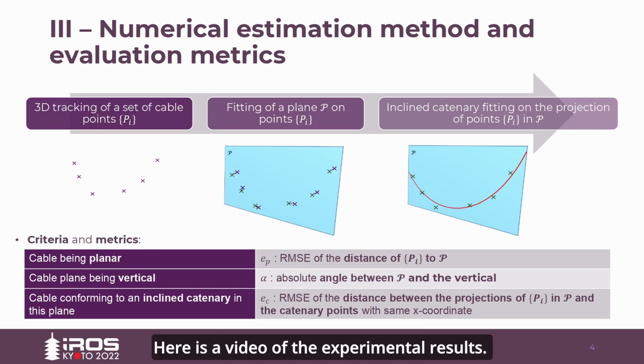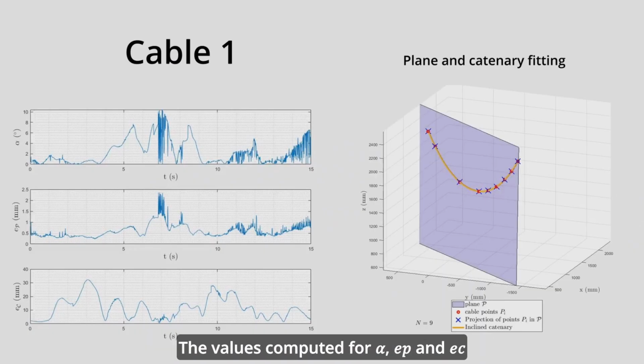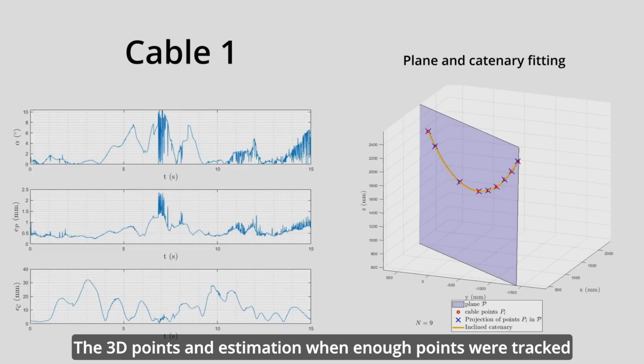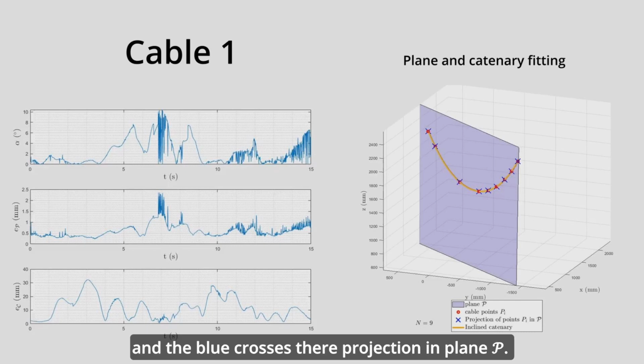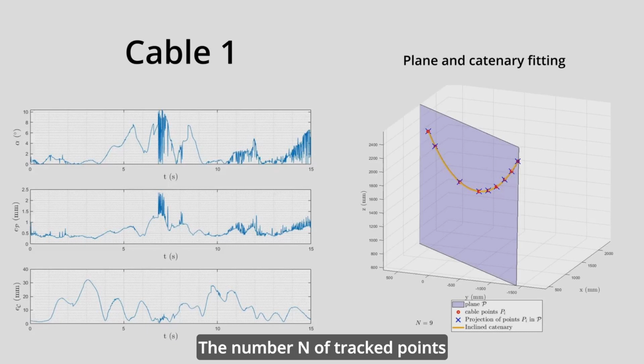Here is a video of the experimental results. The values computed for alpha, EP, and EC are displayed on the left. The 3D points and estimation, when enough points were tracked, are displayed on the right. The red circles denote the 3D points and the blue crosses their projection in plane P. The inclined catenary curve is in orange. The number n of tracked points is indicated below the figure. The subsequences were selected to include various kinds of movements.